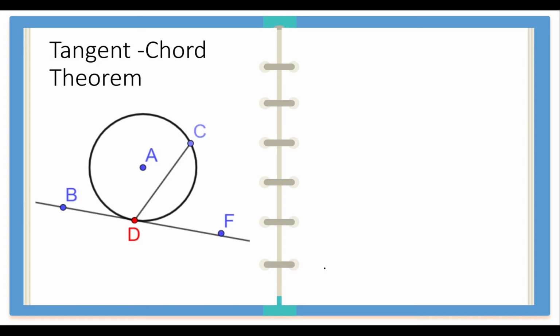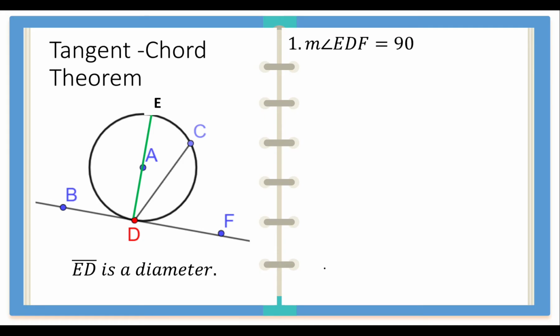Using the same illustration, circle A with the tangent segment BF at point D, chord CD intersecting the tangent segment at point D. Let us draw a diameter from point D passing through point A, which is the center of the circle, and point E. We now have segment ED as the diameter. Because of this, we can say that the measure of angle EDF is equal to 90 degrees.